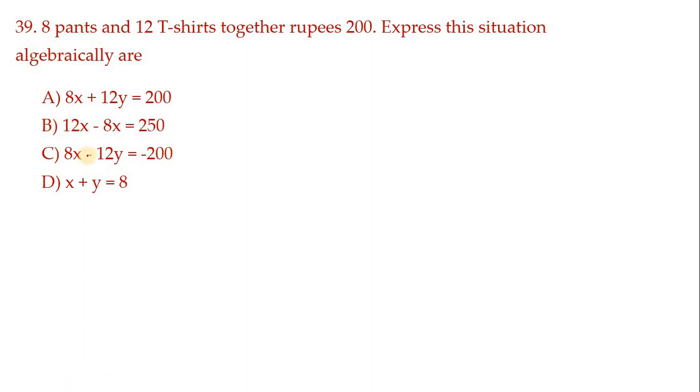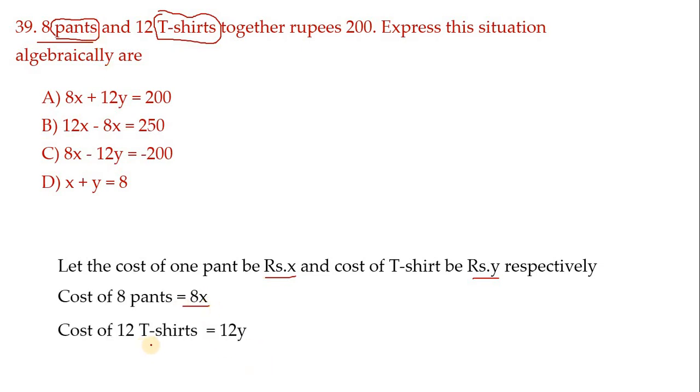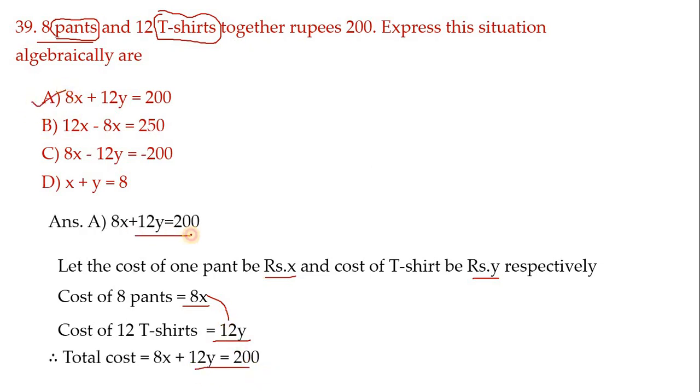To answer this, we don't know the cost of each pant. Let me take the cost of a pant as x and the cost of one t-shirt as y, so rupees x and rupees y respectively. So how many pants are given here? 8 pants. Hence the cost of 8 pants will be 8x. The cost of 12 t-shirts will be 12y. To find total cost, we want to add 8x to 12y. So we get 8x plus 12y equals 200. Hence the correct option is A.